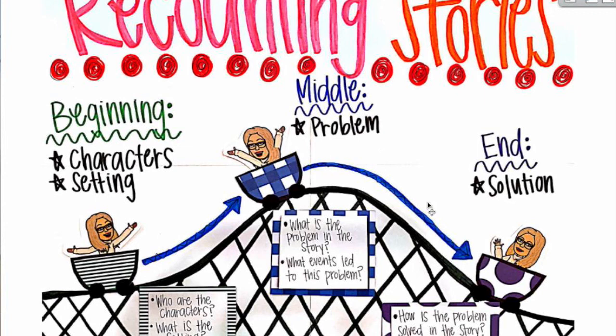Lastly, we go down to the bottom where we find the end. In the end of a fictional story, we find the solution. The solution is how the problem in the story is resolved. So, as a reader, we need to ask ourselves, how is the problem solved in the story? Now that we've got this visual in our head, let's go ahead and read a story and see if we can determine the beginning, middle, and end by looking for these things: the characters and the setting, the problem, and the solution.